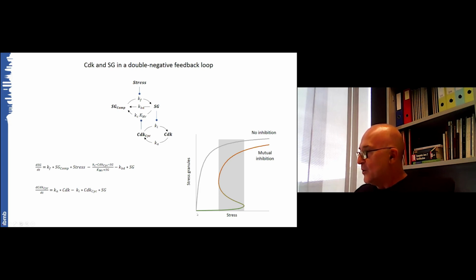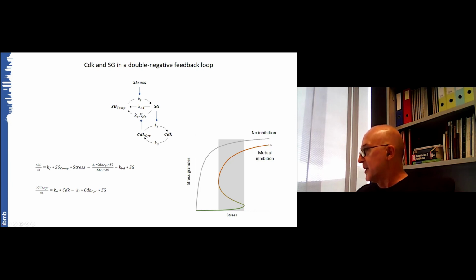Well, here, although we have an S-shaped curve, all possible solutions have an important meaning in the physiology, in the functioning of the system. In other words, if you have the system off and you start increasing the stress, if you follow this curve, that means you can increase the stress quite a lot, and yet the stress granules will not be formed. However, once you go over a critical value, the system will quickly jump and produce lots of stress granules.